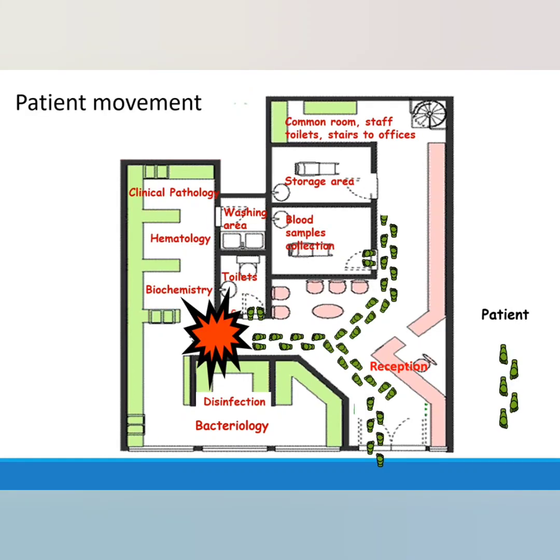This image tracks the possible movements of a patient. The patient enters from outside and has access to the reception, the waiting area, the blood sample collection area, and the toilets. The patient should not have any access into the main laboratory area where the processing and testing of specimens are done.